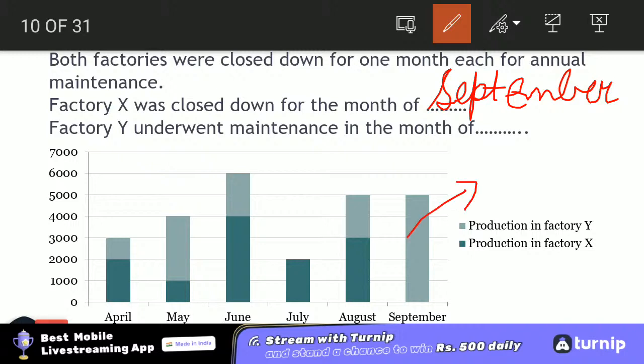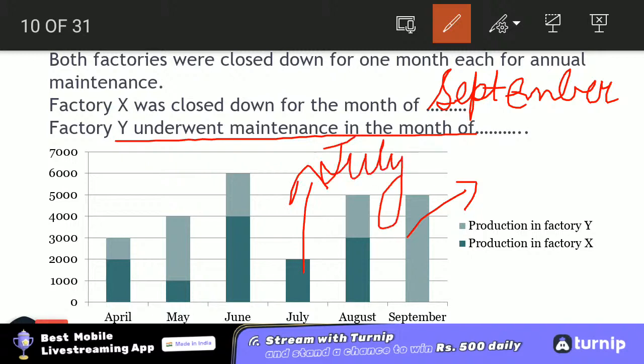And if we'll talk about the production of Y, Factory Y underwent maintenance in the month of what? In the month of July, because there is no production done by the Factory Y in the month of July. So this is how we will be answering the question. Moving ahead to the next question.